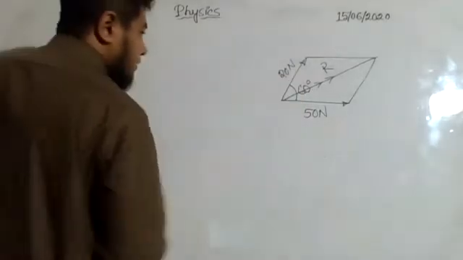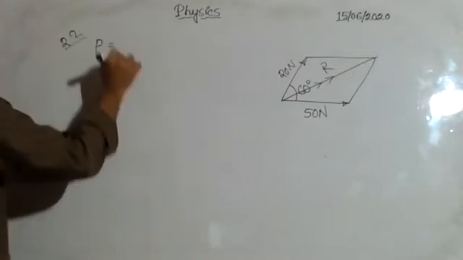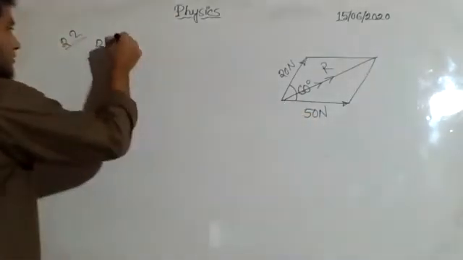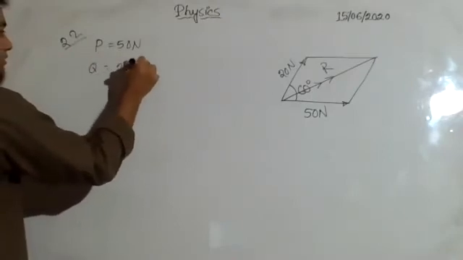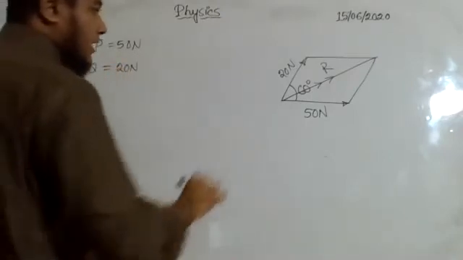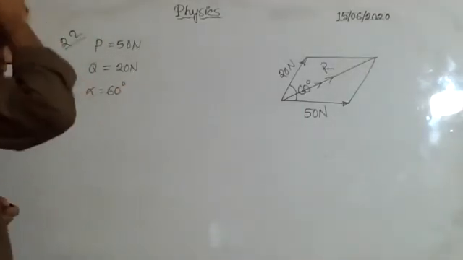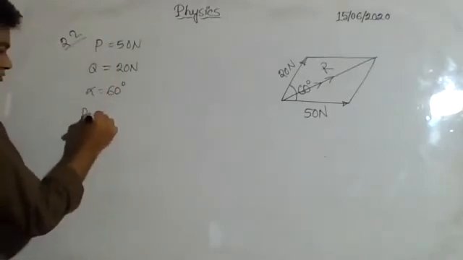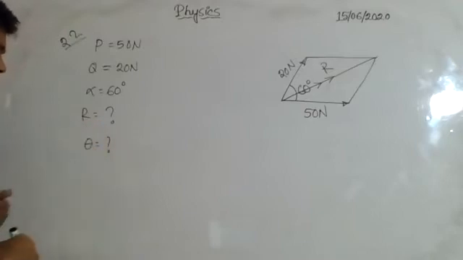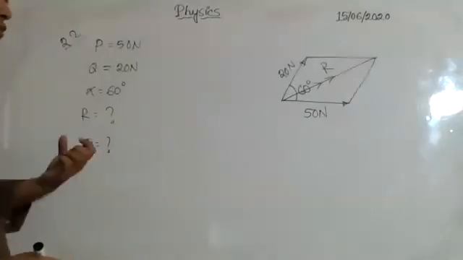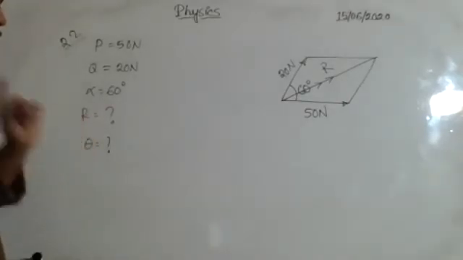Okay. So let us list out the given information. Let us consider P is in this direction, which is 50 Newton, and Q is 20 Newton, and the angle between the vectors, that is alpha, is 60°. Now we need to know the magnitude of the resultant, that is R, and the direction, which is expressed by theta.